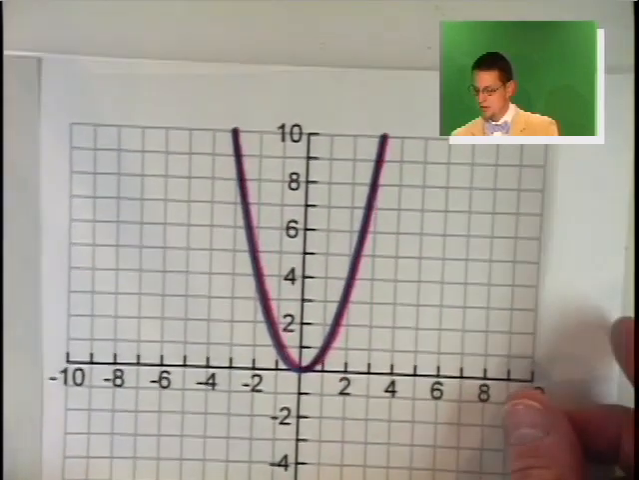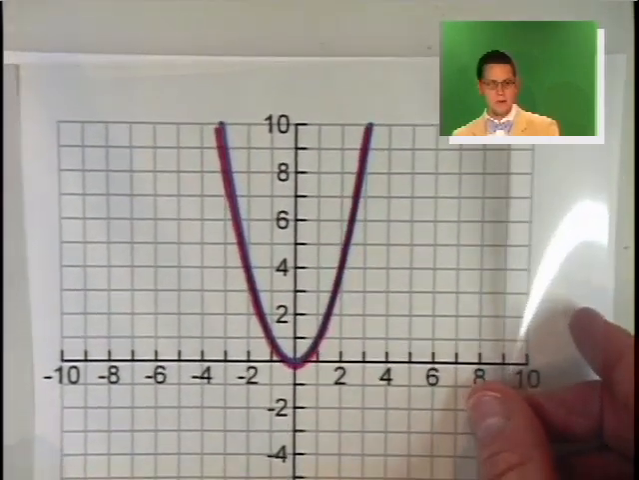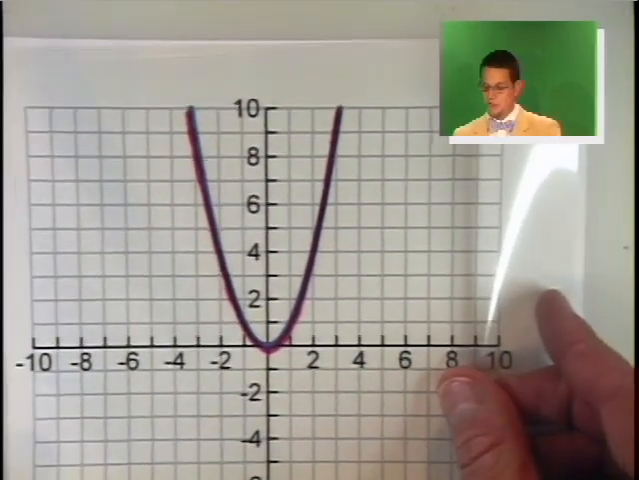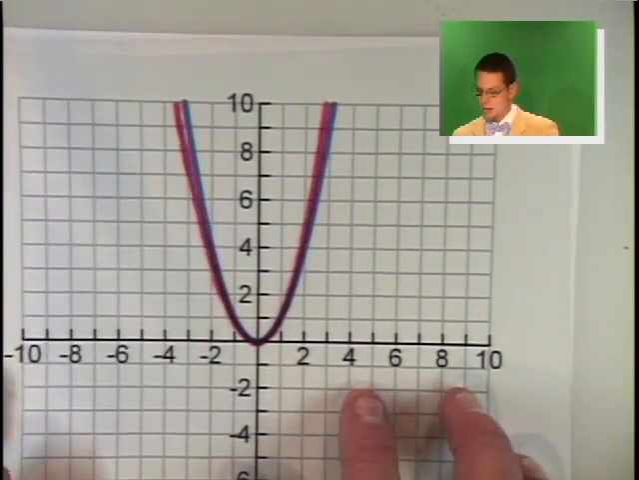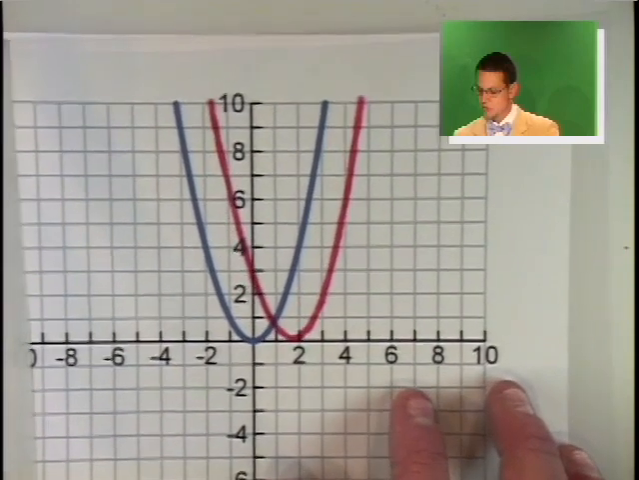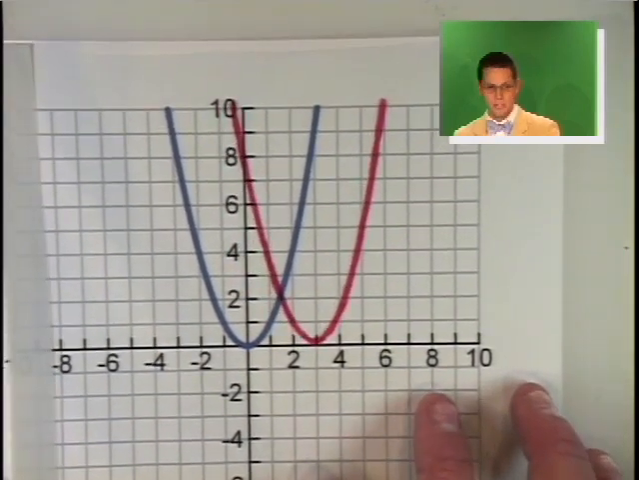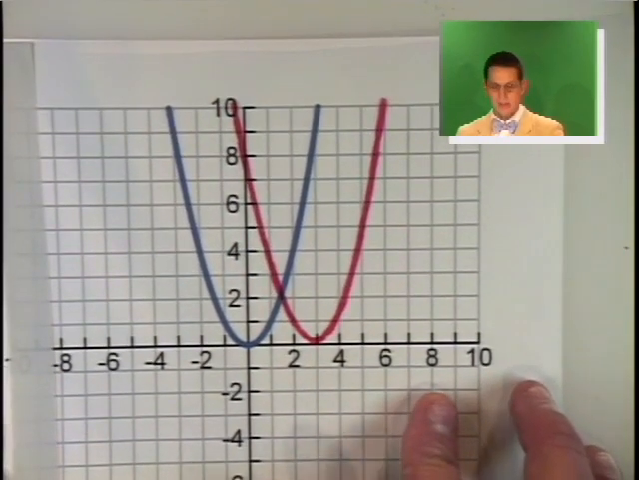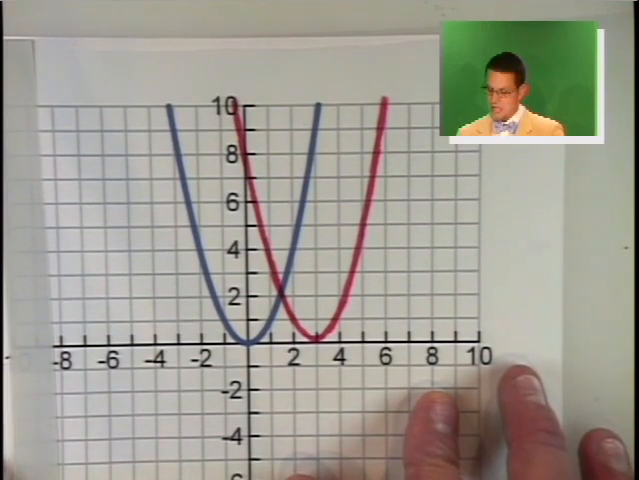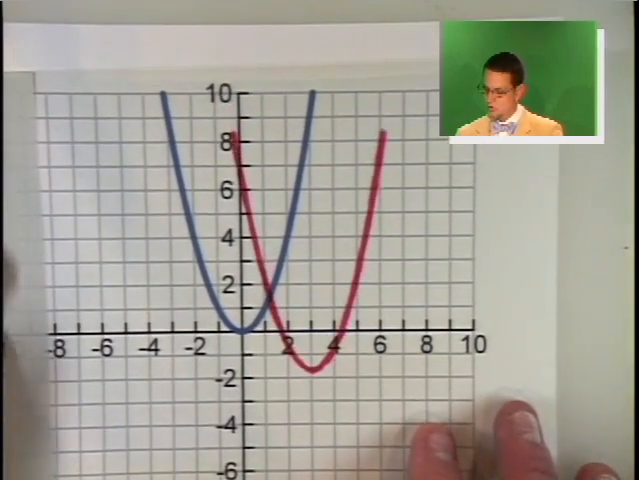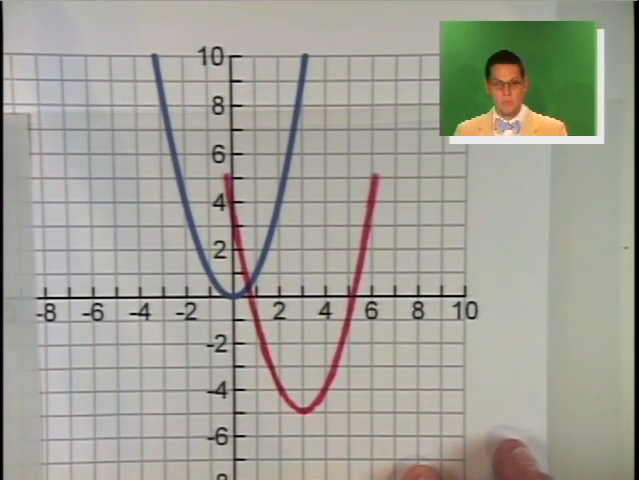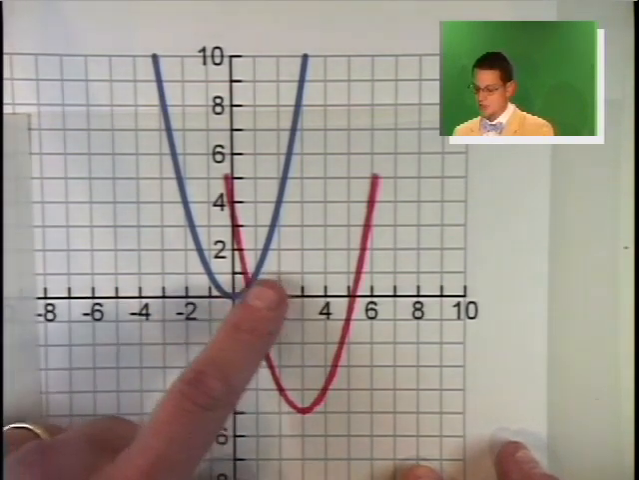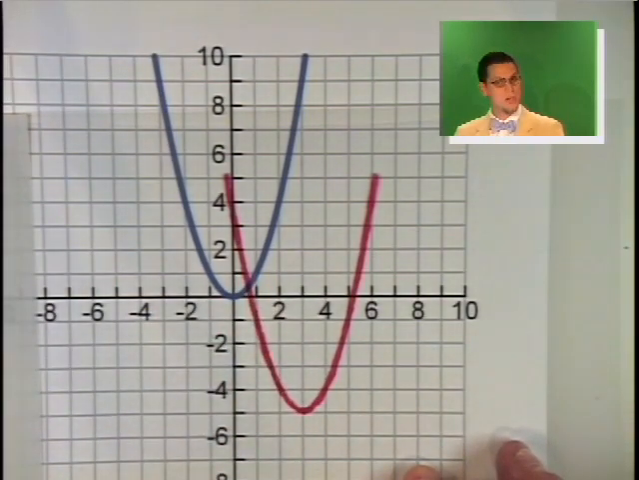So if I put this red graph right on top here, here's what we are actually going to do. I'm going to move it to the right 3, so we can follow that right here. 1, 2, 3. So there's our new red intermediate graph. And then I'll take that one and move it down 5. 1, 2, 3, 4, 5. And the location of that red graph is the new graph. Well, look where the vertex is. The vertex is at 3, negative 5. So we know we did it correctly.